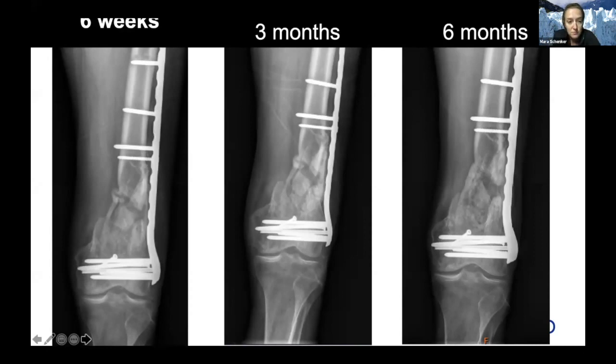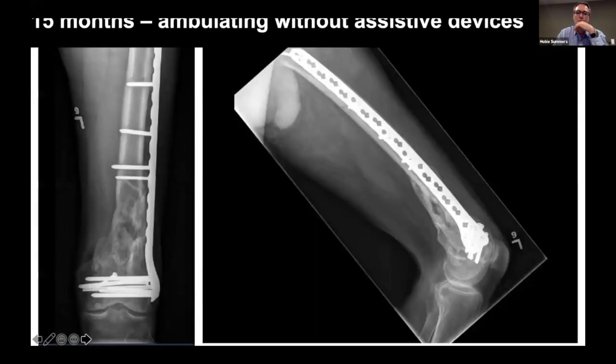One to watch for a while. As long as it's making bone and it's trying to heal, I watch these until they make me do something different. 15 months ambulating without an assist device. Yep, we won on this one.